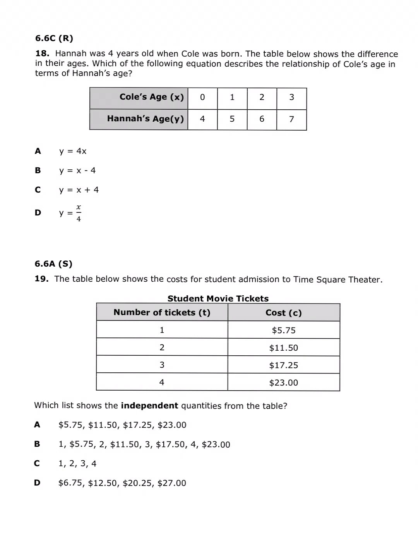Number 19. The table below shows the cost for student admission to Times Square Theater. Student movie tickets. Number of tickets T, cost C. Which list shows the independent quantities from the table?